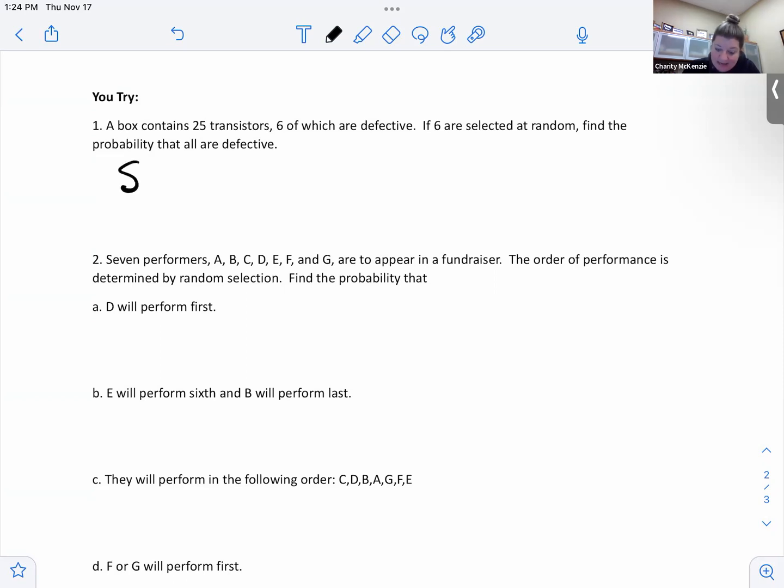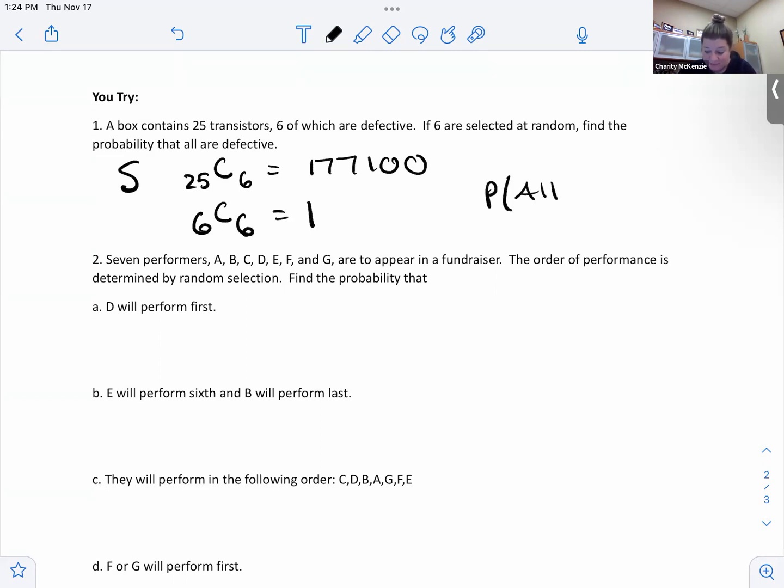Okay, well, my sample space is going to be 25 choose 6. So choosing them all. Okay, and then defective, you would have to choose 6, which is just 1. So all defective is going to be 1 out of 177,100.